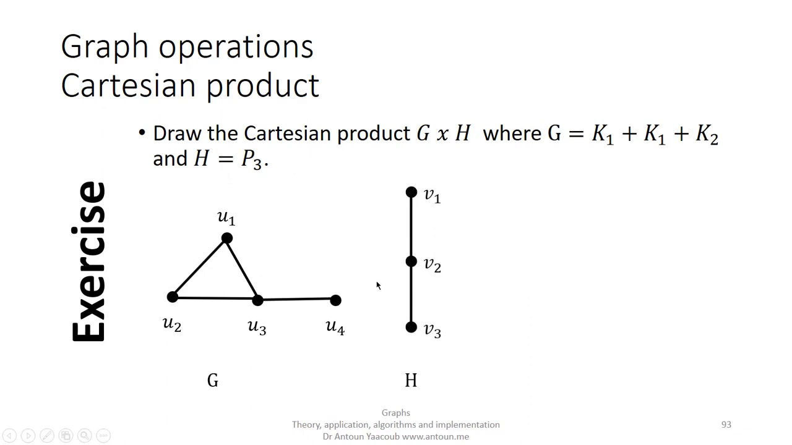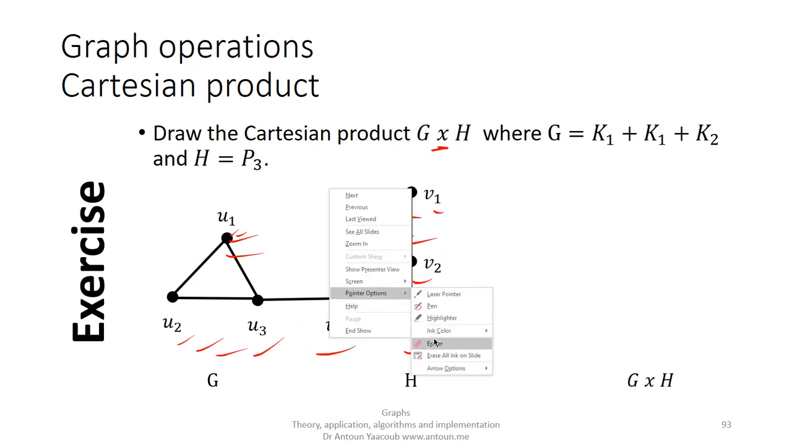Now I need to draw the Cartesian product. So I have here a lot of possibilities, since I'm doing the Cartesian product between G and H. So I have 1 1, 1 2, 1 3, 2 1, 2 2, 2 3, 3 1, 3 2, 3 3, and 4 1, 4 2, 4 3. So I have all these vertices.